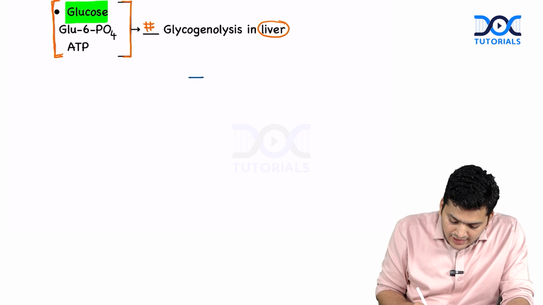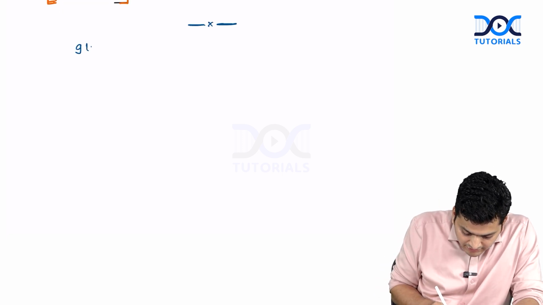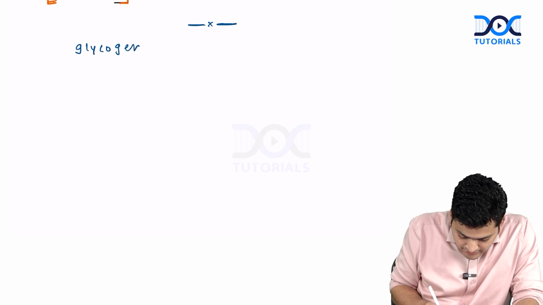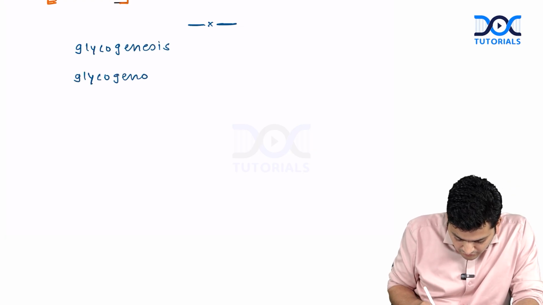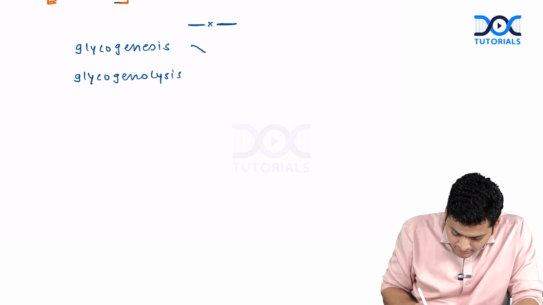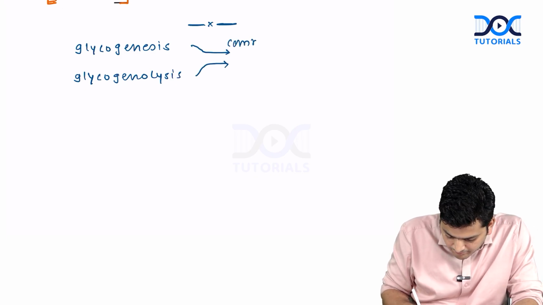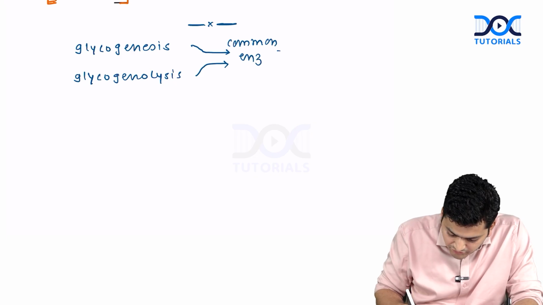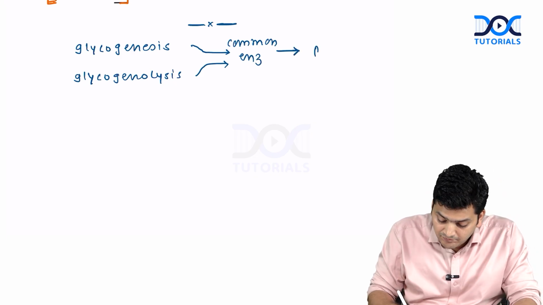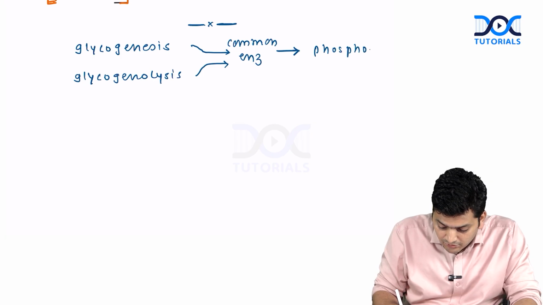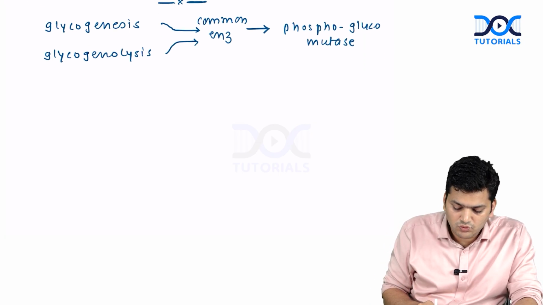One important point that we have already discussed: we have discussed two pathways. The synthesis of glycogen was glycogenesis, and the breakdown was glycogenolysis. There is only one enzyme which was common in these two pathways. Can you tell me which is the common enzyme in glycogenesis and glycogenolysis? Phosphoglucomutase. That was common in both.